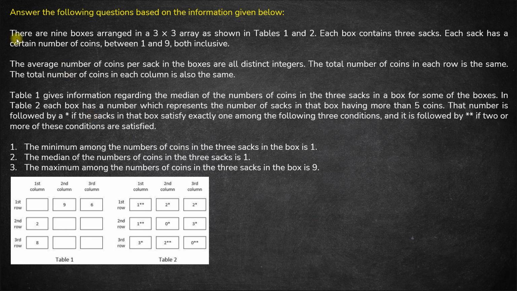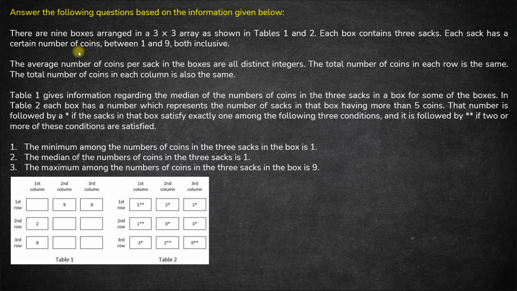Hi, here in this set we are given that there are 9 boxes arranged in a 3 by 3 array as shown in the tables 1 and 2. So these are 3 rows, these are 3 columns. Each box contains 3 sacks. So there are total 9 boxes, each box contains 3 sacks. So we will have total 9 into 3, 27 sacks.